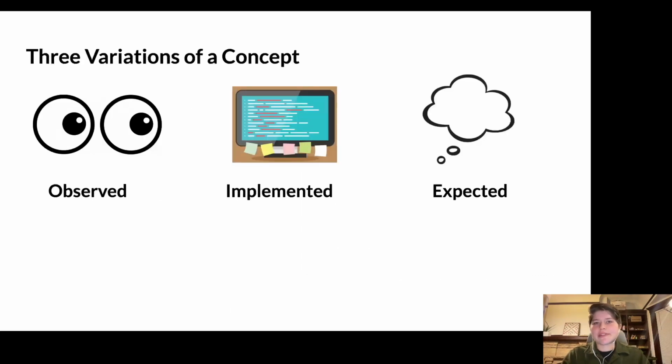In our work, we identify that there are three variations of a concept that are present when a user interacts with an application. The first is the observed concept. From looking at the user interface, what functionality does the user interpret as there being in an application? This is distinct from the implemented concept. The implemented concept is what functionality is actually programmed in. When a concept is represented well on a user interface, the observed will closely match the implemented.